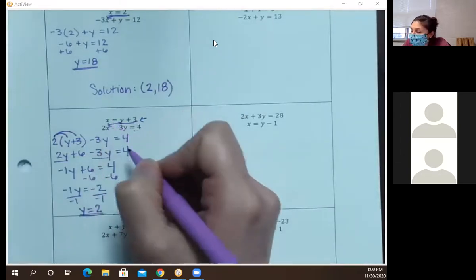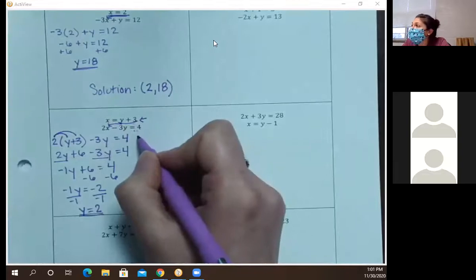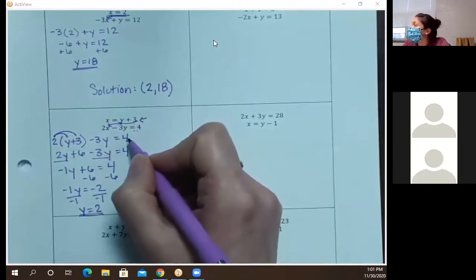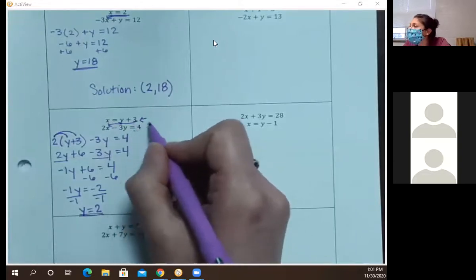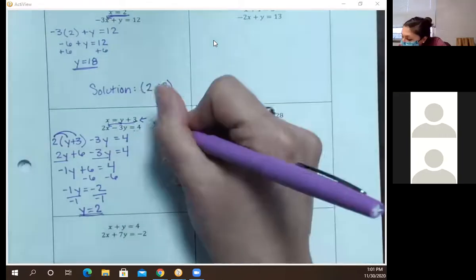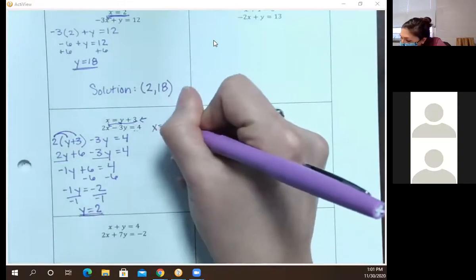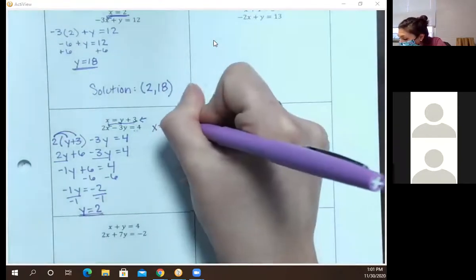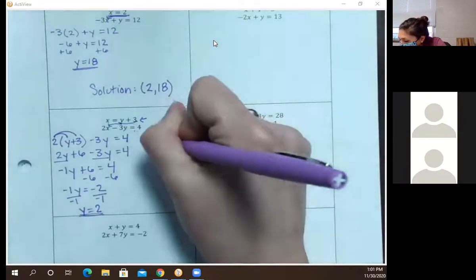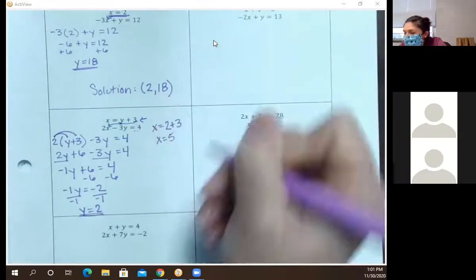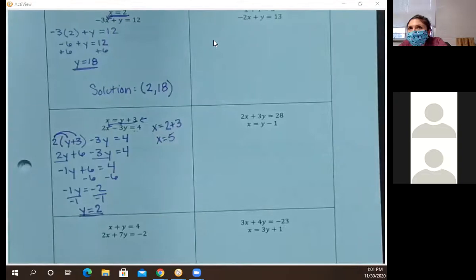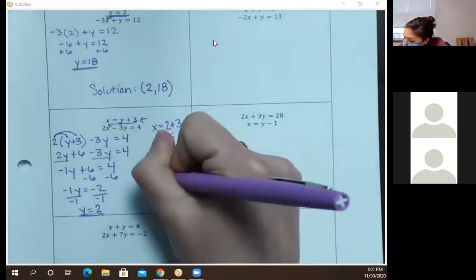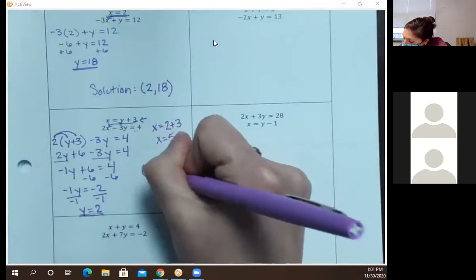This top one has the x by itself. If I plug it into the second equation, I've got a little more rearranging I'll have to do. You can plug it into either, but I'm going to choose to plug it into the one that's going to give me a little bit less work. So this would be x equals 2, and that's our value for y, 2 plus 3. So x equals 5. So our solution here is 5, comma, 2.